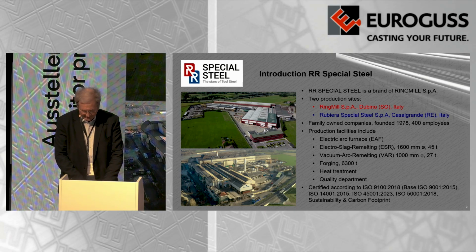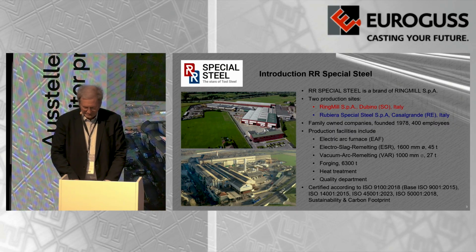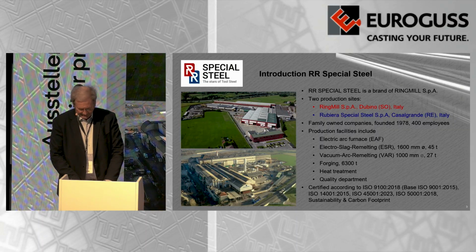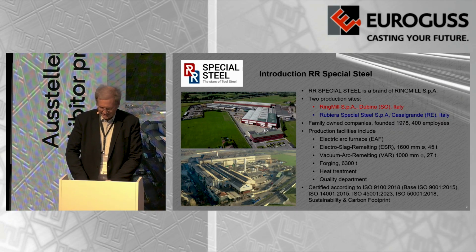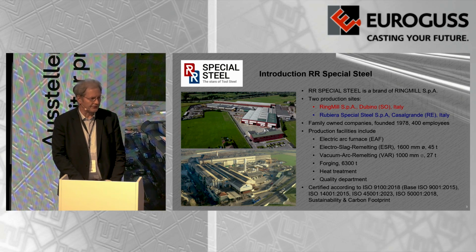Ringmill SpA, the company, was founded in 1978 by the grandfather of the current managing directors of Ringmill and Rubiera Special Steel. These two companies belong to the same group, and they employ roughly 450 employees over 5 production sites in northern Italy. The brand RR Special Steel was created in 2020 in order to commercialize the tool steel under one name, which unifies both companies.